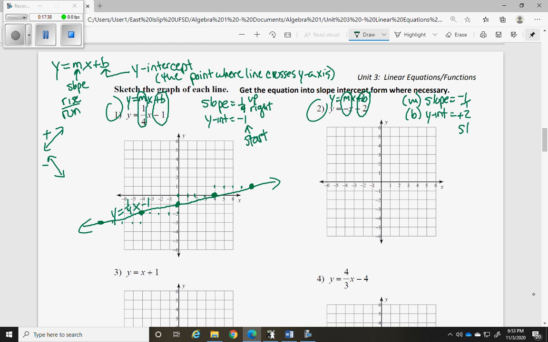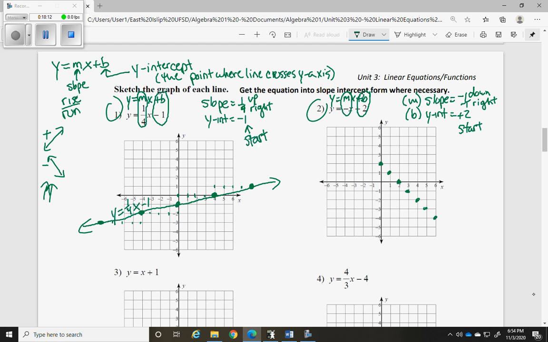We always start on the y-intercept because it's the only point we know. Slope is not a point. Slope is a pattern that we follow to find more points. When it's negative, it has to go downward, like what I wrote over here. So I want to move down 1 and right 1, right? It goes down to the right, these negative slopes. So we'll start at 2, and we'll go down 1, right 1, down 1, right 1, and continue.